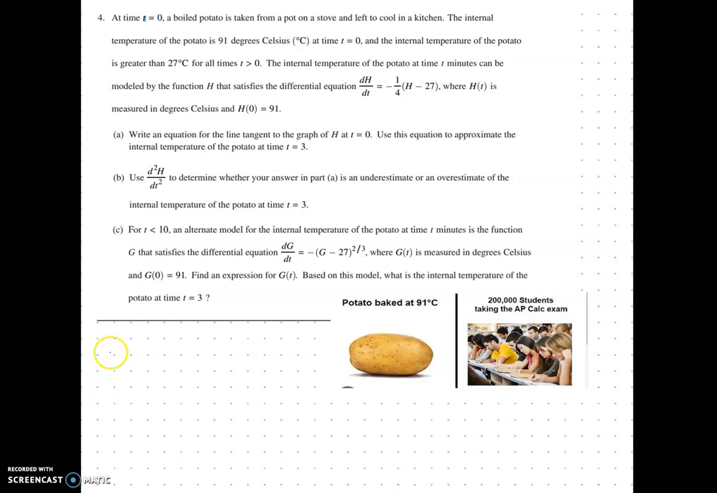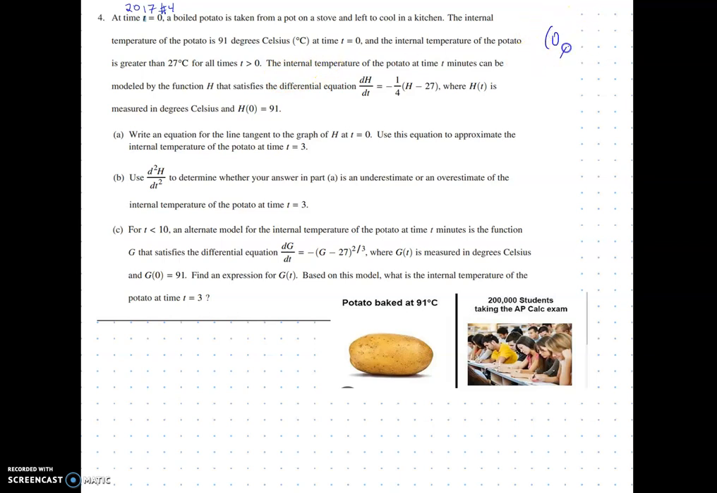So allow me to introduce you to 2017 number 4. This is a really beautiful problem. Wonderful one from the examiners here. We've got a time t equals 0. A boiled potato is taken from a pot on a stove and left to cool in a kitchen. We have the temperature starting at 91 degrees Celsius at time t equals 0.